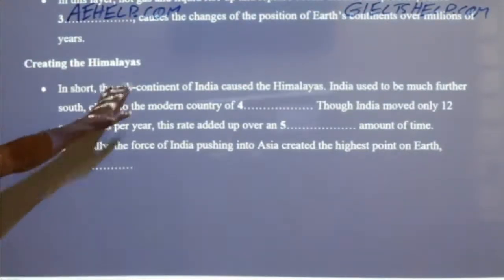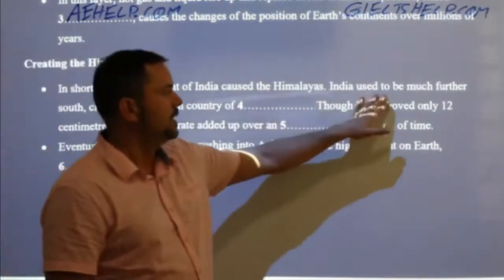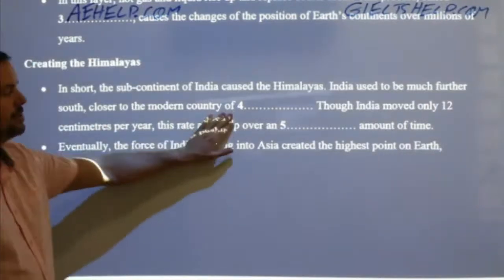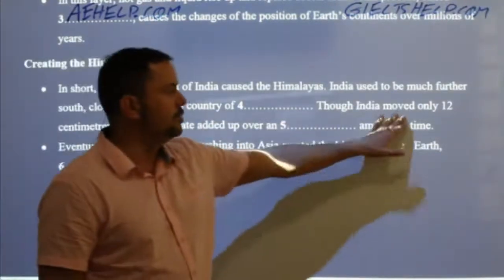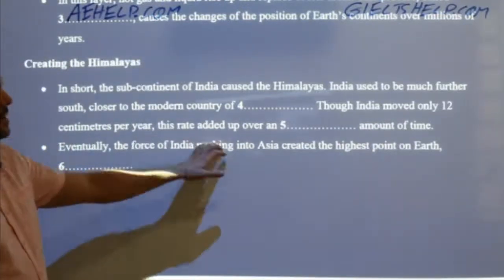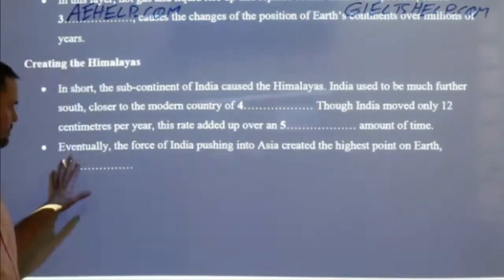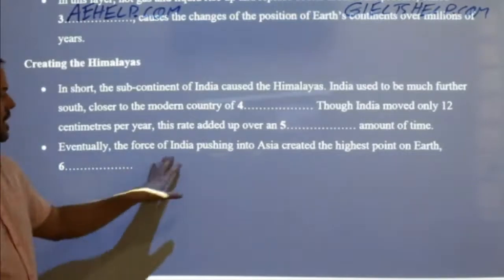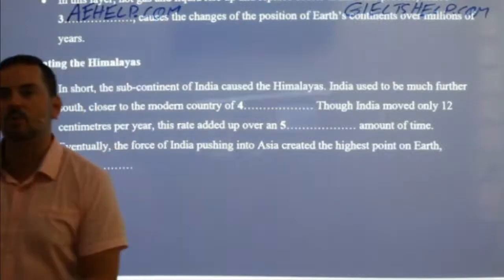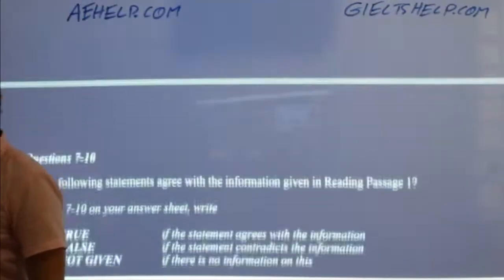Creating the Himalayas. In short, the subcontinent of India caused the Himalayas. India used to be much further south, closer to the modern country of something. Though India moved only 12 centimeters per year, this rate added up over an something amount of time. Eventually, the force of India pushing into Asia created the highest point on Earth. Okay, so getting some ideas there.